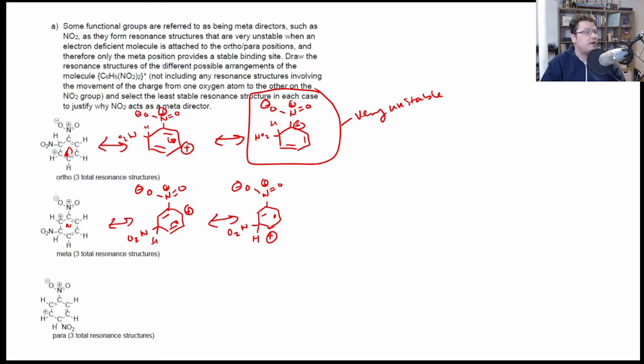They're not optimal, right? Because again, they are all essentially leaving you with three carbons that do not meet the octet rule, but you don't have one of them being incredibly unstable like you do in the case of the ortho, and also in the case of the para.